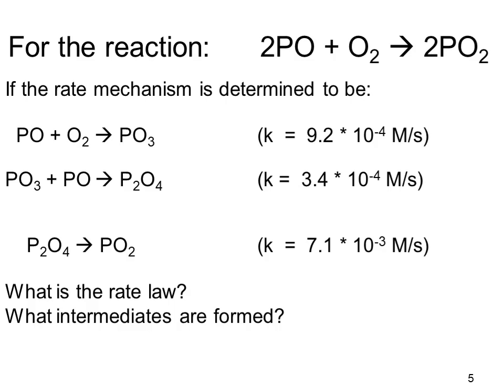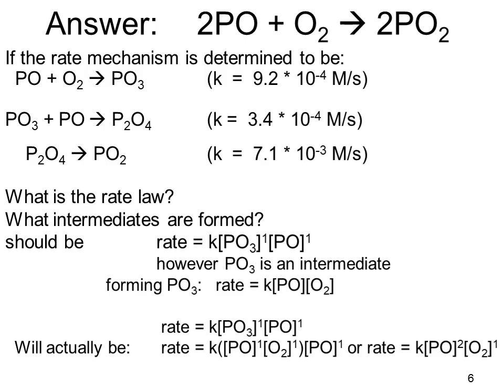So go ahead and try this one really quickly, and then we'll go through the answer in a second. All right. So again, our rate determining step, our slowest step, although not by much, is the second one.